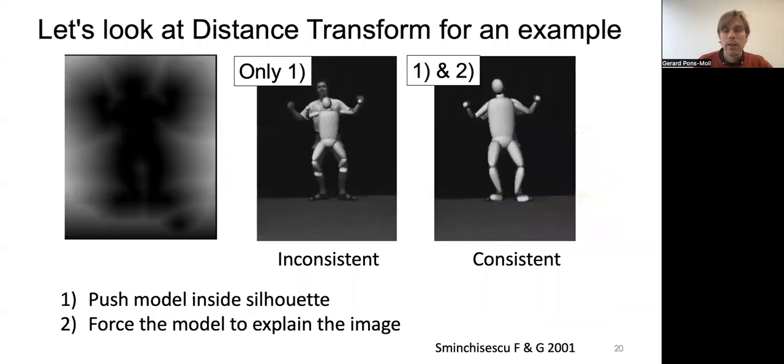So for example, let's look at the distance transform. One thing you can do is to compute a distance transform of the silhouette of the person that you're seeing in the image. And then basically you maximize the overlap between the distance transform of the image and the distance transform produced by the model. Here, for example, this is a bidirectional matching of distance transforms, which in one case is pushing the model inside the silhouette, and the other is forcing the model to explain the image.